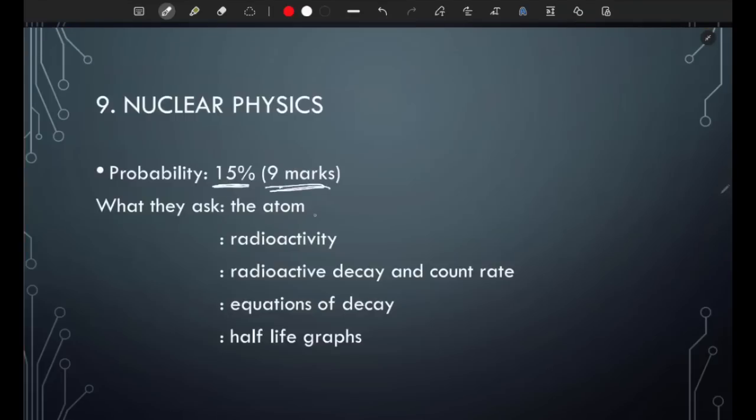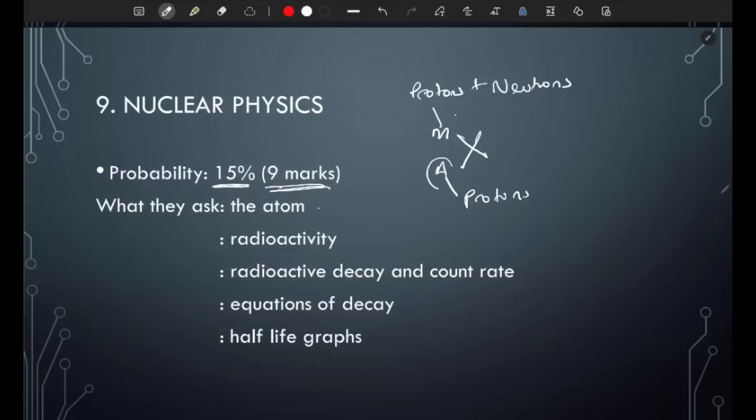They can ask about the atom. So make sure you know, let's say if we have an atom and we have the mass number and the atomic number. So this is the number of protons. This is the number of protons plus neutrons. Make sure you know this. And they can maybe give you the mass number, and they can ask you to determine the proton numbers. Next one is radioactivity.